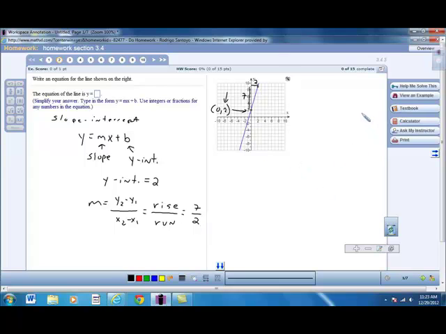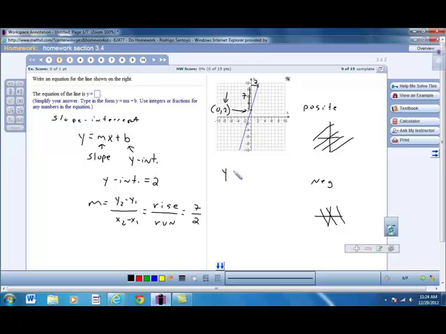Keep in mind that this slope is a positive slope. Remember, a positive slope will always look something like this, which that one does. A negative slope will look opposite, something like that. So we can say that this is a positive slope.